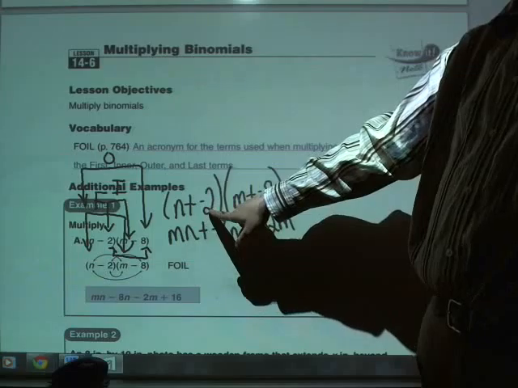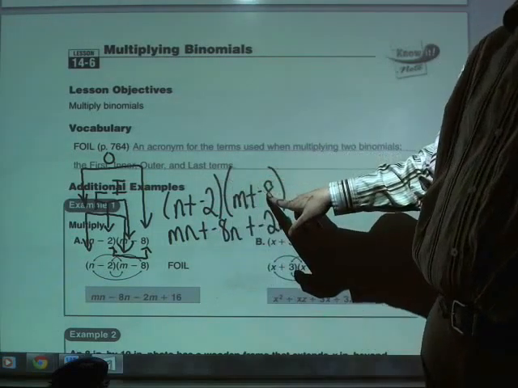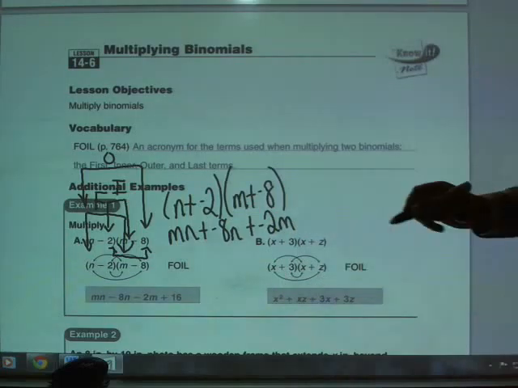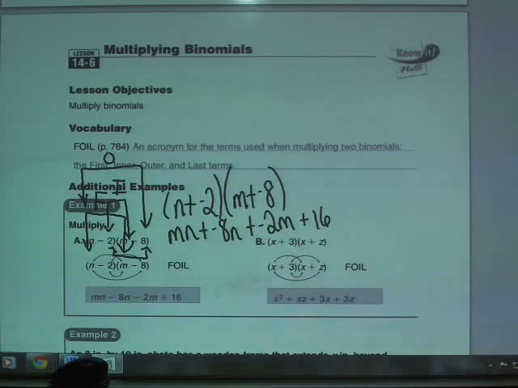And then I'm going to get my last terms, the last term in each binomial, negative 2 and negative 8, combined to make positive 16. So I write plus 16 there. And as you can see, my answer looks a little bit different than the answer that was pre-printed.